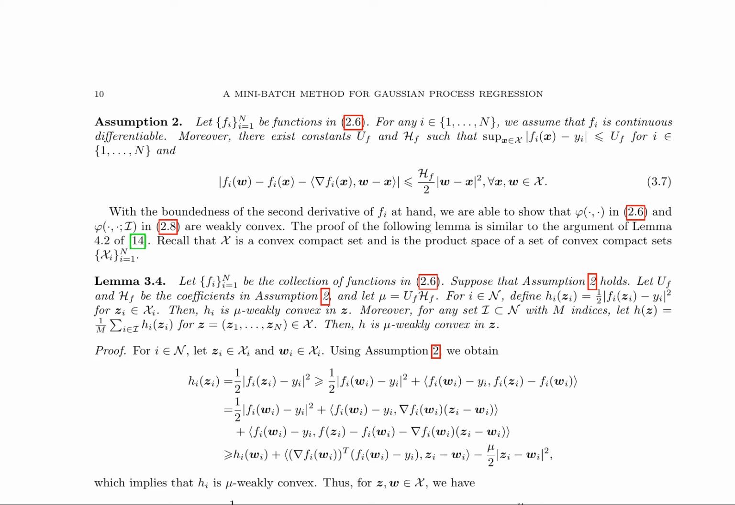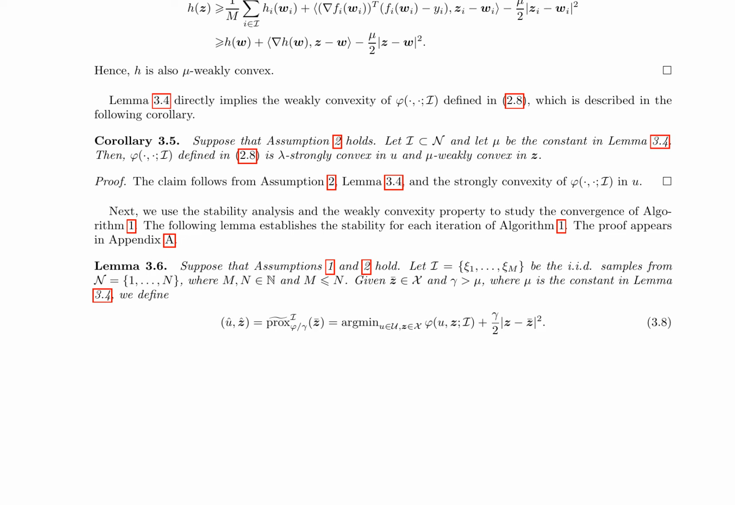A crucial lemma, lemma 3.4, proves the micro-weak convexity of function h and its combination H, which is essential for the stability analysis. A subsequent corollary, corollary 3.5, demonstrates the lambda-strong convexity of phi, I, in U and its micro-weak convexity in Z. The stability analysis for algorithm 1 is established in lemma 3.6, which sets the foundation for the convergence study of the algorithm.